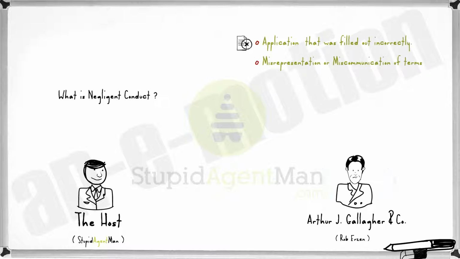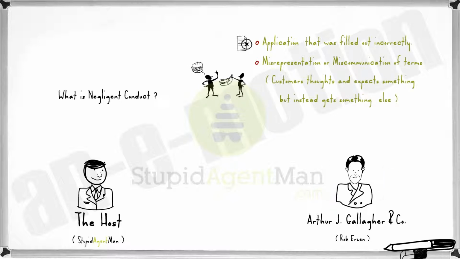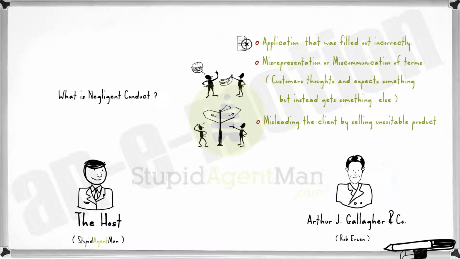That's a very common cause of action against agents where there's just a miscommunication. I thought I was going to be purchasing X, and I ultimately got Y. Or a common cause of action is that something was not suitable for me, that you should have known that what you sold me was not appropriate for my circumstances, and as a reasonable agent you should have known that, and therefore I want rescission of the policy, I want my money back.